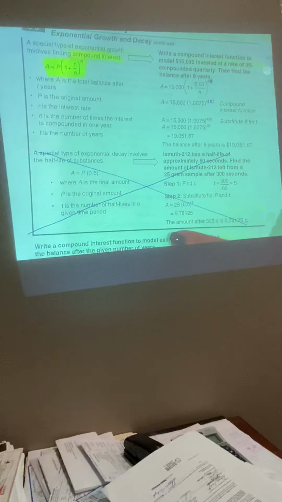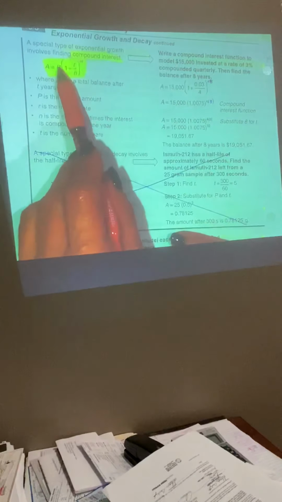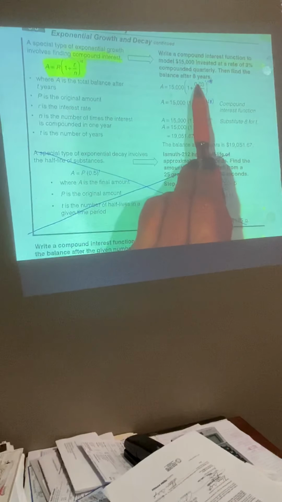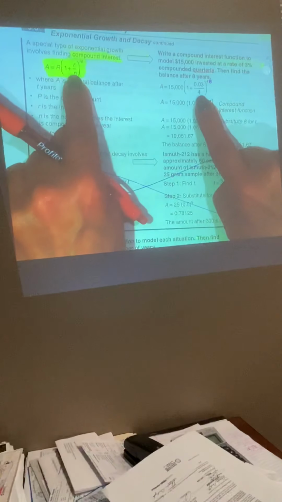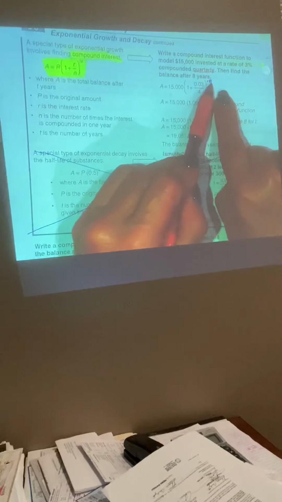So if you look over here, a compound interest function to model 15,000. Okay, 15,000, that's your P. Invested at a rate of 3%, there's your rate, 0.03. Compounded quarterly. Quarterly, which is your N. That means 4. So I got to put the N here and the N here. Find the balance after 8 years, and you put your T here.